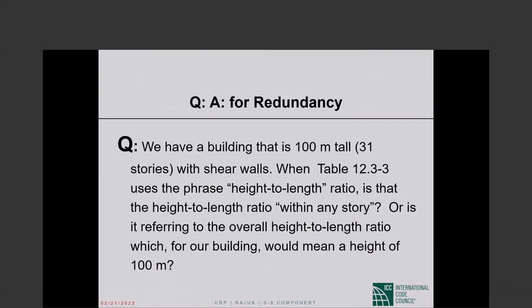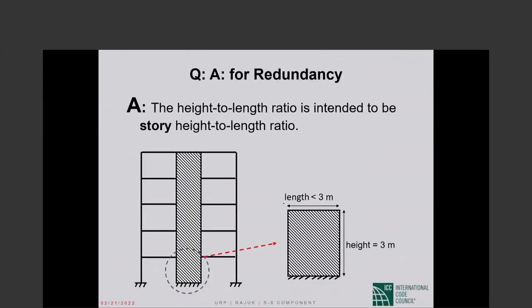We have a building that is 100 meters tall, 31 stories with shear walls. When the table uses the phrase height to length ratio, is that the height to length ratio within any story, or is it referring to the overall height to length ratio, which for our building would mean a height of 100 meters? The answer is the height to length ratio is intended to be story height to length ratio, story height, always story height. Okay, so as shown in this picture, when we talk about a shear wall with height to length ratio larger than 1, it is story height to the length of the shear wall.